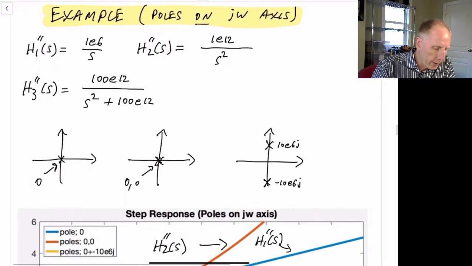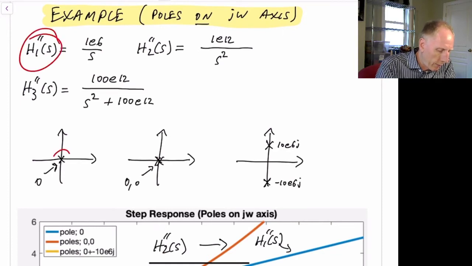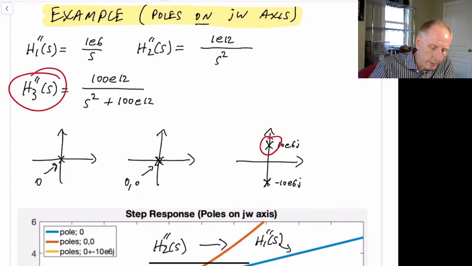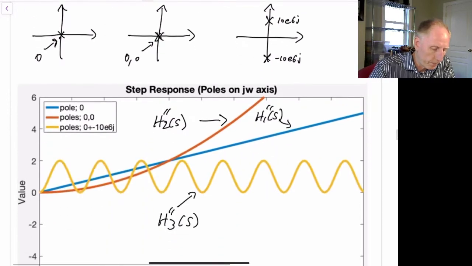And if you look at this, we now see that for the first case, H1 double prime, we have our pole at s equal to 0. For H2 double prime, we have our two poles at s equal to 0. And for H3 double prime, we have poles at plus 10e6 j and minus 10e6 j. So in all three cases, our poles are directly on the j omega axis. And now we'd like to look at the step response for those three cases.